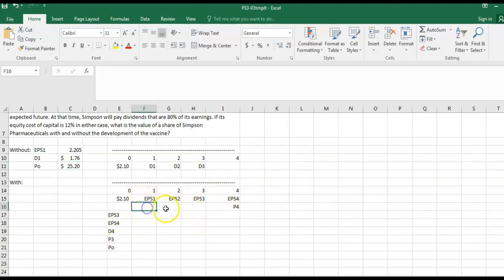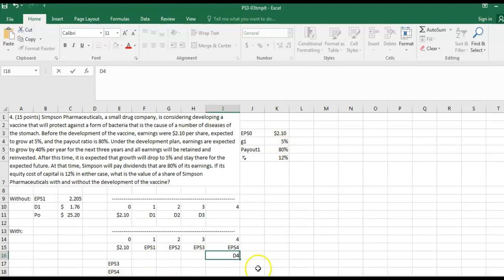We don't have cash flows in these periods. We only have earnings that are not paid out. The payout ratio is effectively 0. So this is where we need to think really carefully about our approach to this problem. All right, we are going to want to find D4. How are we going to find D4? Well, first of all, we know that D4 is 80% of earnings per share 4. How are we going to find earnings per share in time period 4?